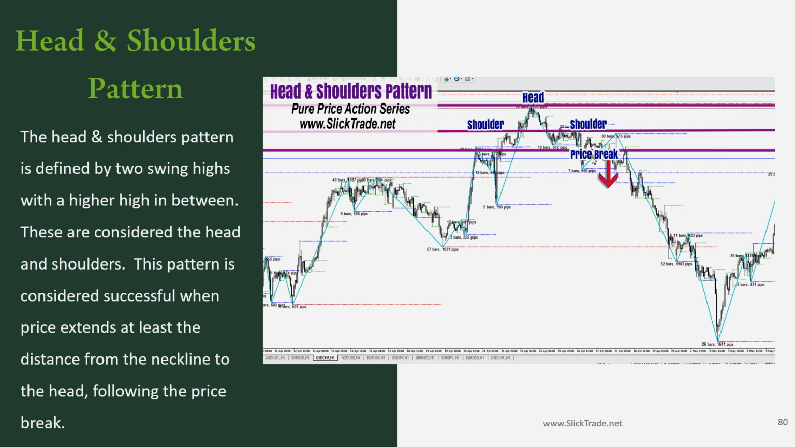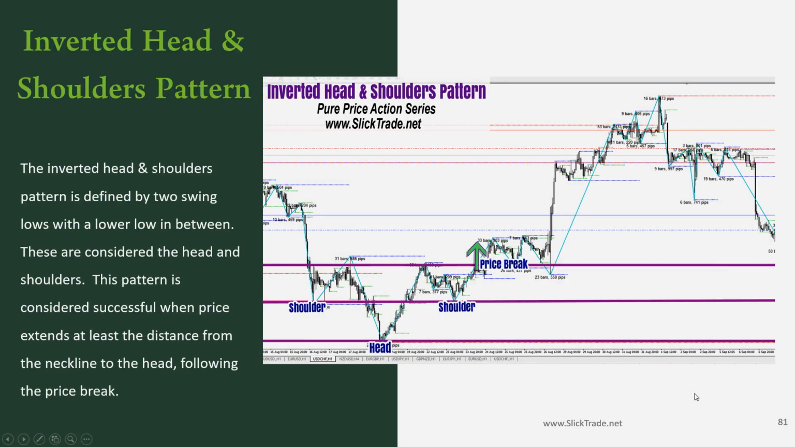As you can see, this was successful because price extended at least the distance from the neckline to the head. So this distance right here, it moved at least that. So this was considered a successful pattern, and it moved well beyond that. So if you had multiple positions with different take profit levels and risk to reward, then you would have gained a decent amount of pips.